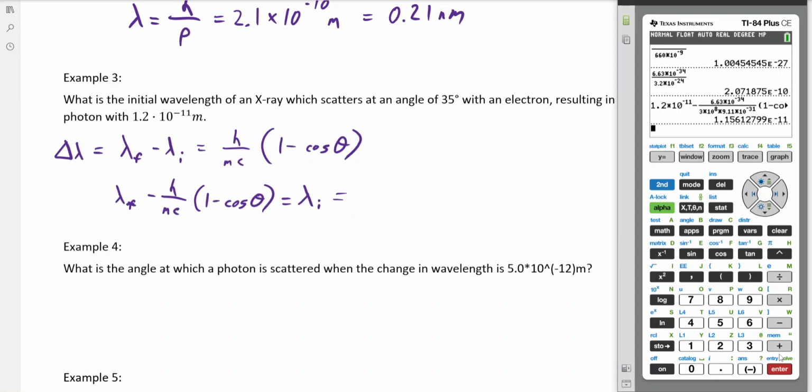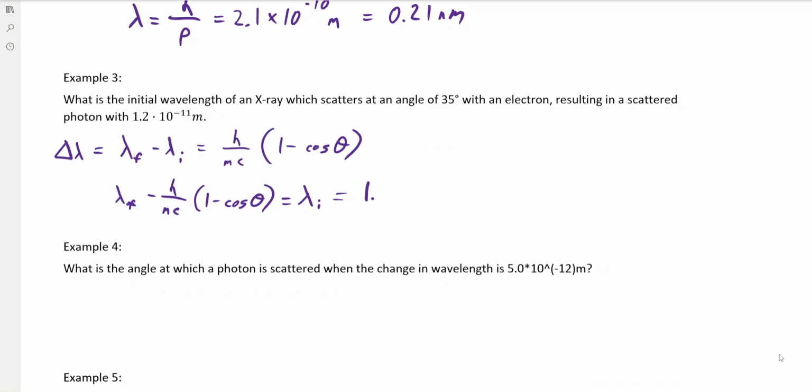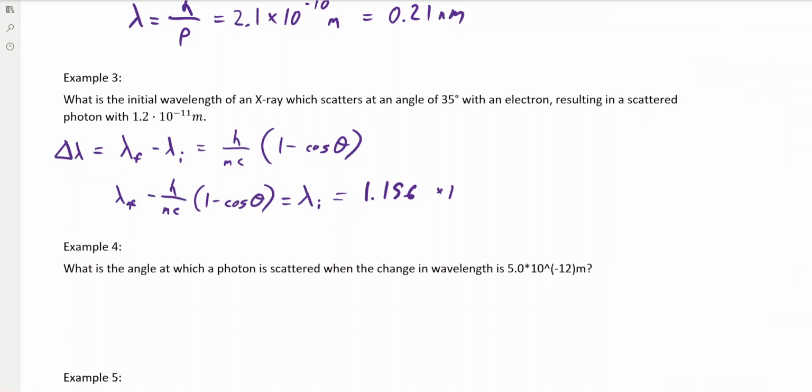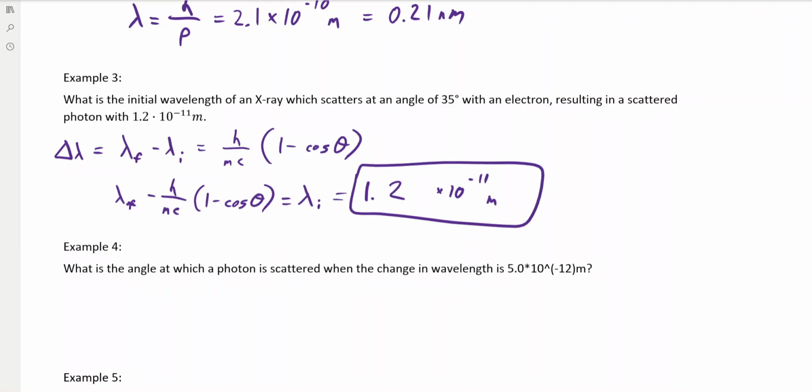So it tells us that the initial wavelength was 1.156 times 10 to the negative 11 meters. Let's just see. We've got 2 sig digs everywhere, so 1.2. Look at that. The initial and the final wavelength are essentially the same. There was very little difference, and that's because this angle was too small. The bigger the angle, the more of a scattering effect you will have. It shifted, but not by that much, right?